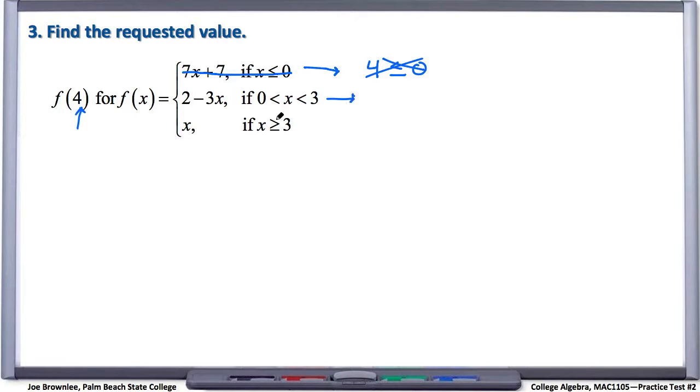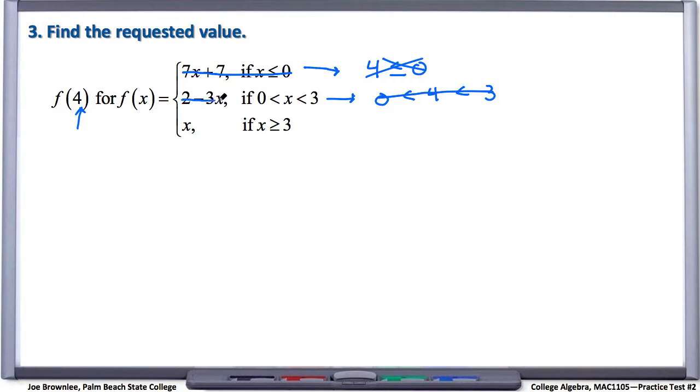All right, let's take a look at the second piece. f of x equals 2 minus 3x if 0 is less than x is less than 3. So 0 less than x, but remember our x is now 4, so 4 is less than 3. Let's take a look here. 0 is less than 4. Is that a true statement? Yeah, it sure is. So far we're looking good. Now 4 is less than 3. How about that part? Well, no, that's not true, right? 4 is not smaller than 3. And since this part of the inequality is false, the entire thing is false.